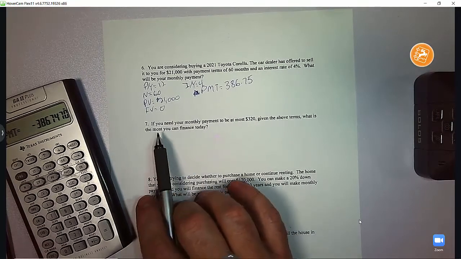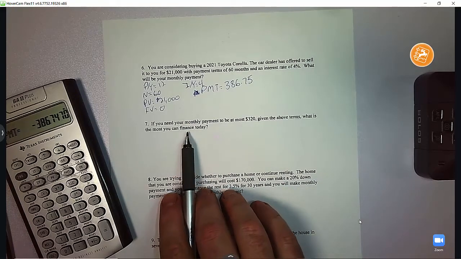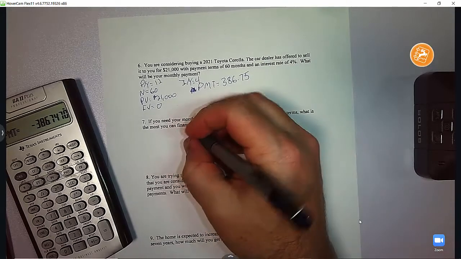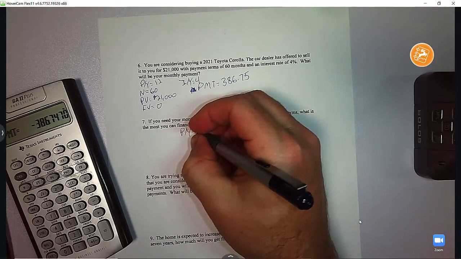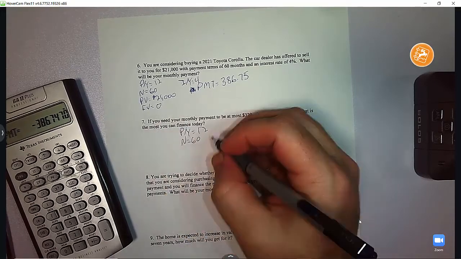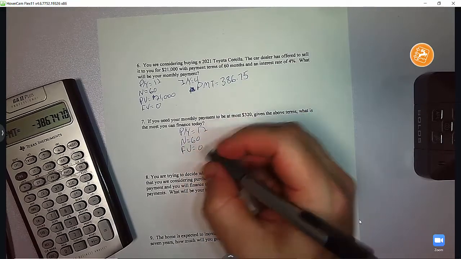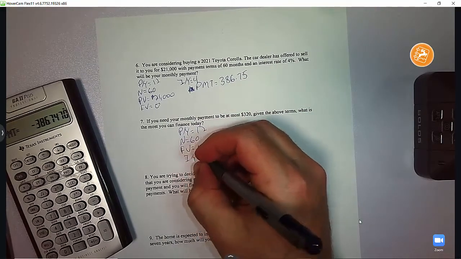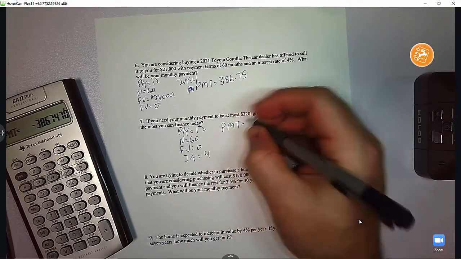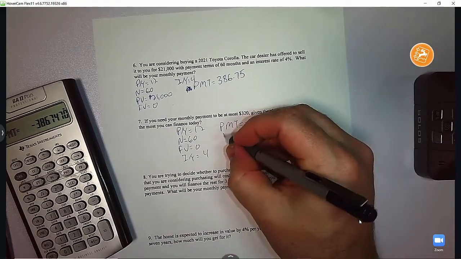So the question here says, if you need your monthly payment to be at most $320, given the above terms, what is the most you can finance today? So now I'm going to solve for my present value. My payments per year are still equal to 12. My N is still equal to 60. My present value is what I'm looking for. My future value is equal to 0. My interest rate is still 4, but my payment is negative $320. And I'm solving for the present value.